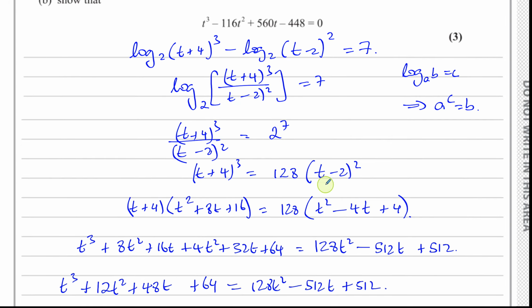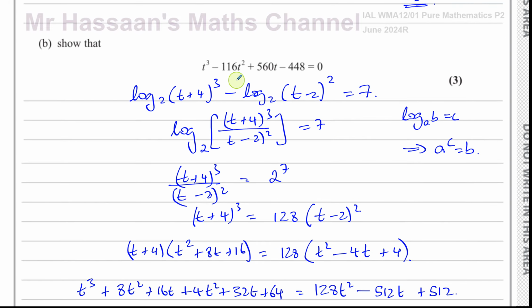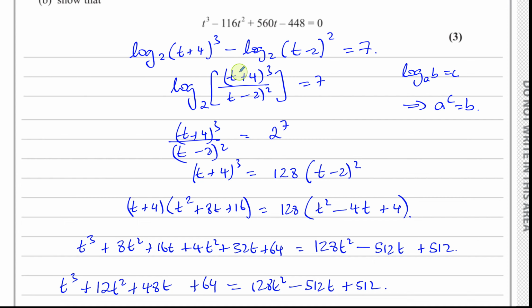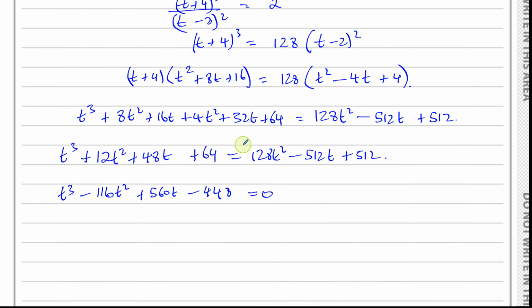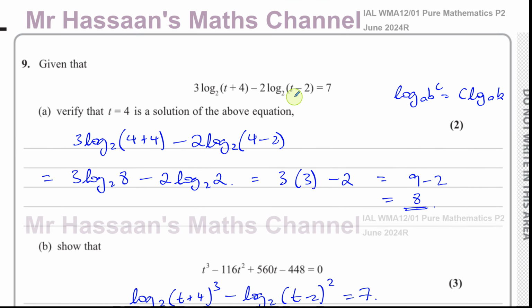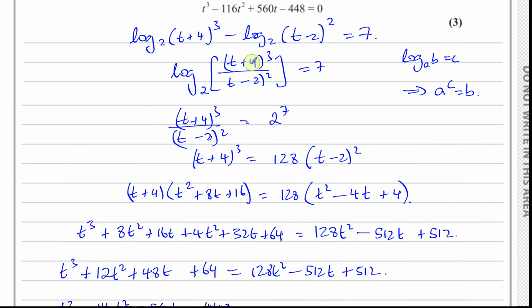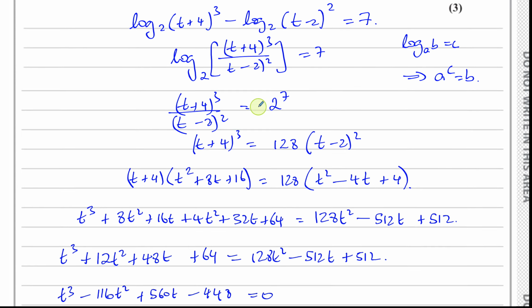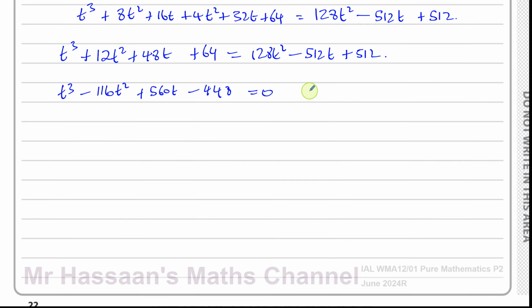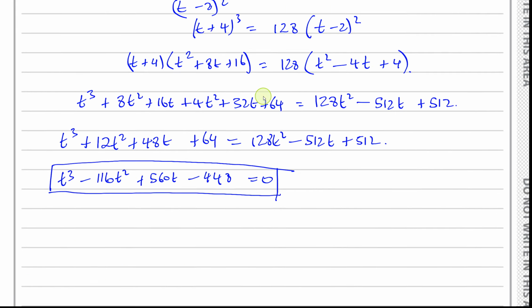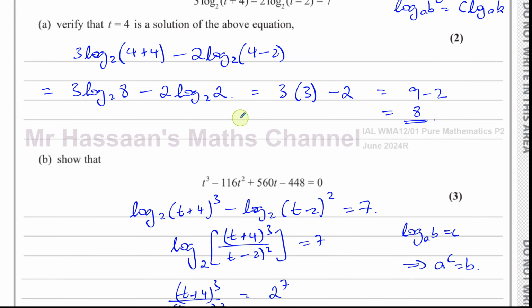Is that what we had to show? t cubed, yes, minus 116t squared, yes, plus 560t, minus 448. So t cubed minus 116t squared plus 560t minus 448 equals 0. Okay, so that's what we had to show, and we've done that. And there's the answer to part B of this question. That's part B, and now for part C.